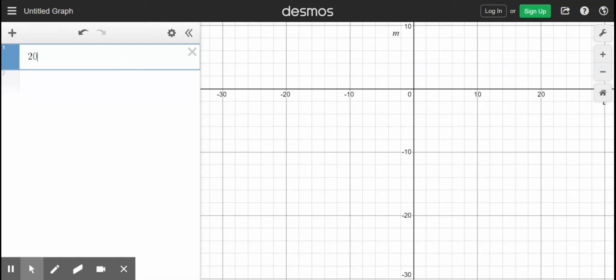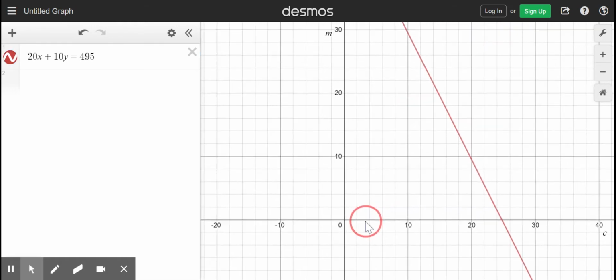Right, so we start out with a system, 20C plus 10M equals 495, because they bought 20 calculators and 10 measuring tapes for the classroom and spent $495. However, you'll notice that Desmos doesn't exactly know what to do with that. So I'm going to change my C to X and my M to Y. I'm going to say that my calculators are my X-axis, and my measuring tapes are my Y-axis. That way it knows how to graph the line.